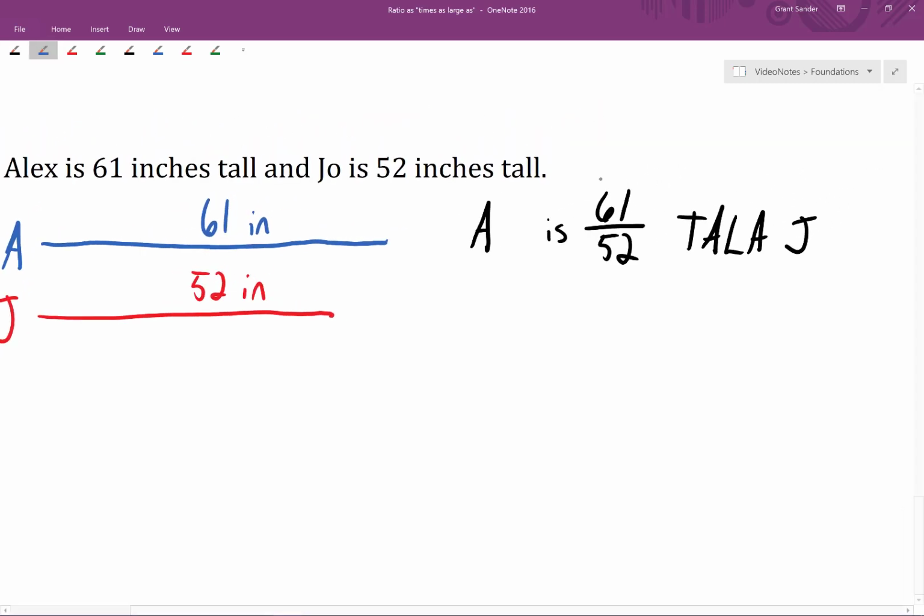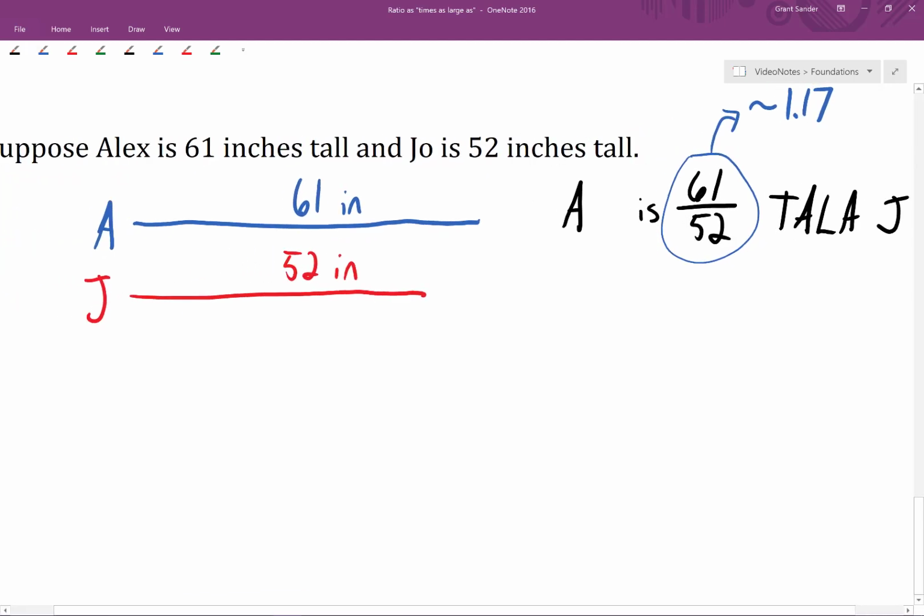And this actually has a numerical value, if you were to plug that into a calculator, of approximately 1.17, which tells us Alex is about 1.17 times as tall as Joe, which seems to make sense based on our diagram.